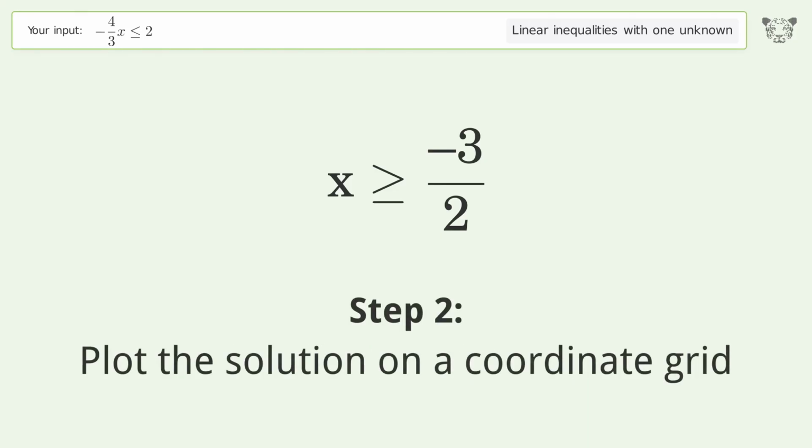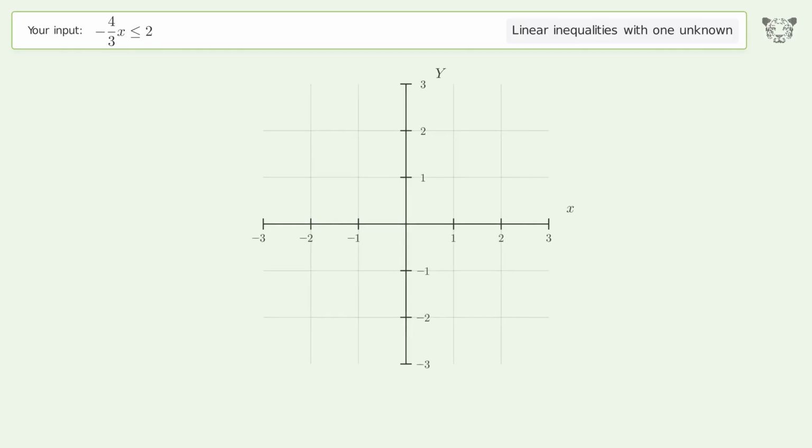Plot the solution on a coordinate grid. And so the final result is x equal or greater than -3/2 equal or greater than -11/2.